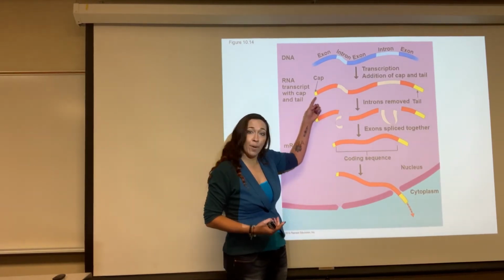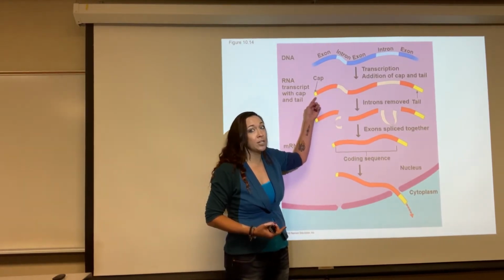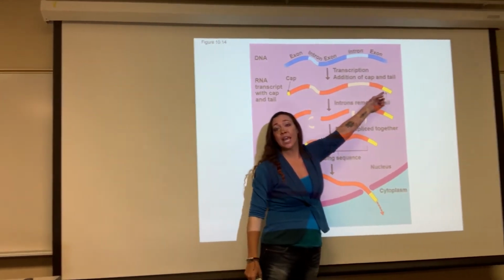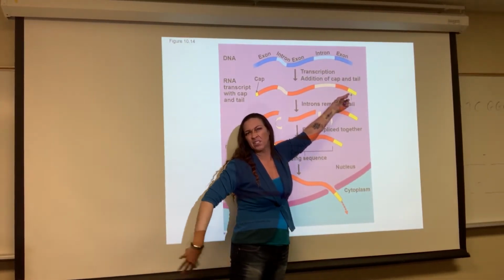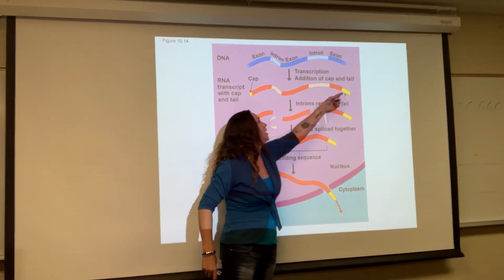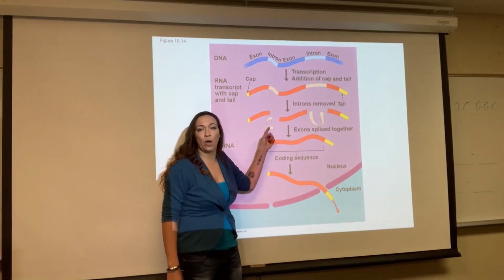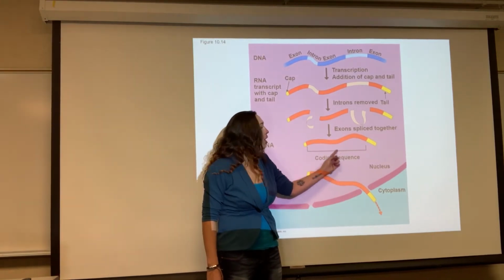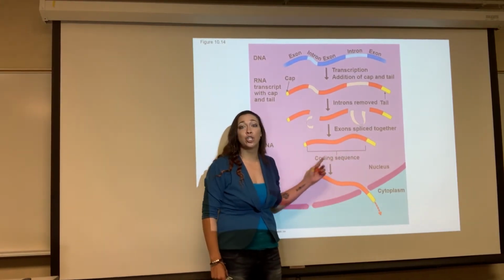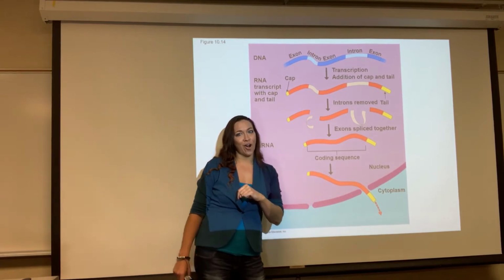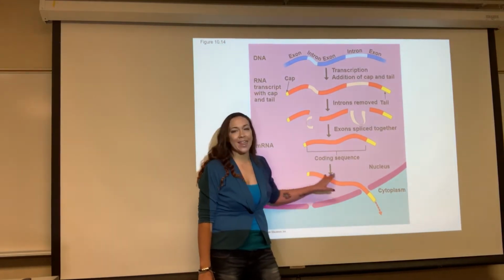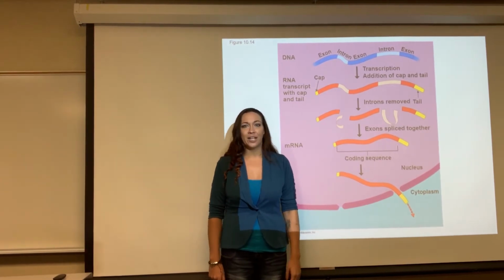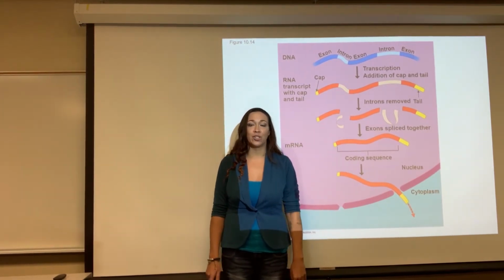We stick a cap on the first end because that's what's going to bind to our ribosome to get this whole process started. We put a protective tail on the end so that nothing breaks off. We don't lose the back half of our protein. And then we splice out the introns, keeping the exons so that now we have a smaller, more concise, just coding region of our RNA.